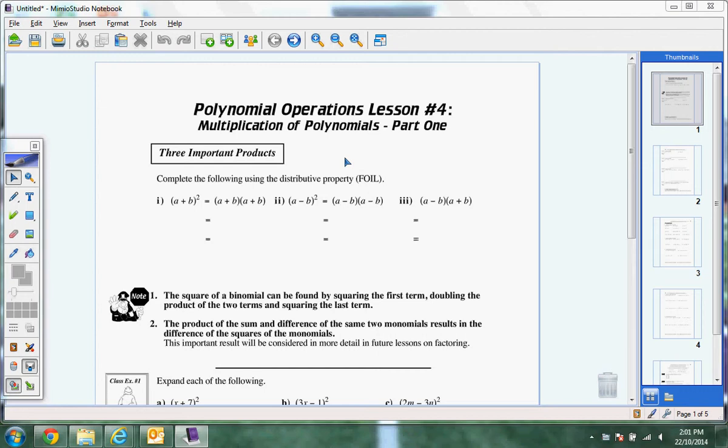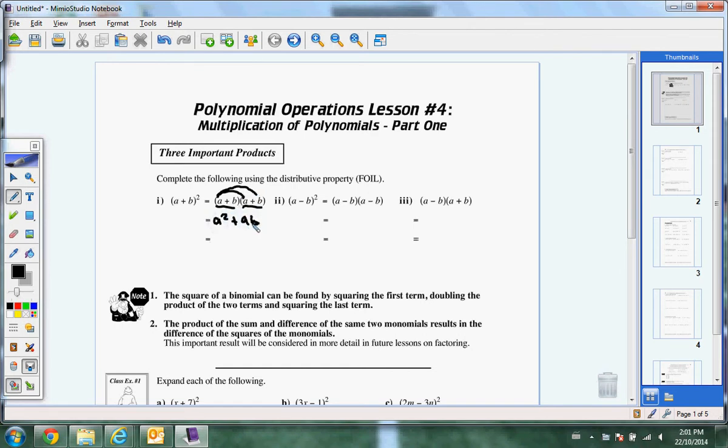All right, so complete the following. And actually, this is good because this is what Tatum just asked us about. Complete the following using distributive property and FOIL. So when you have an a plus b squared, that means you have 2 of them: a plus b times a plus b. Okay, so if I FOIL that, I'm going to get a squared, ab.